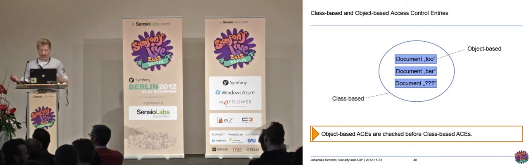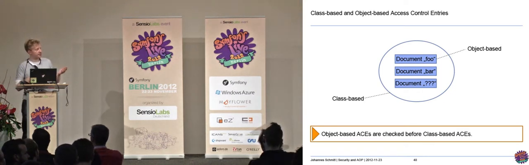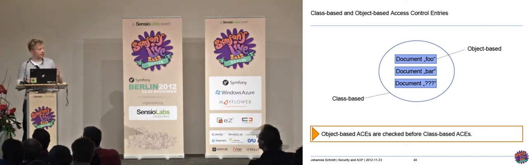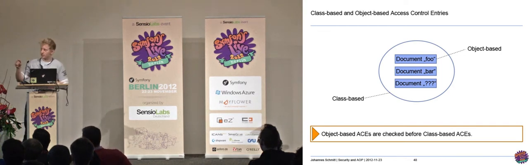You can use object-based and class-based entries, which allows you to do stuff like: I want to allow the user to access all documents, but there are a few secret documents where I only want to allow specific users. Then you would set a class-based entry which generally allows access, and for a few documents you could write denying entries which restrict access to these documents, but only these documents.